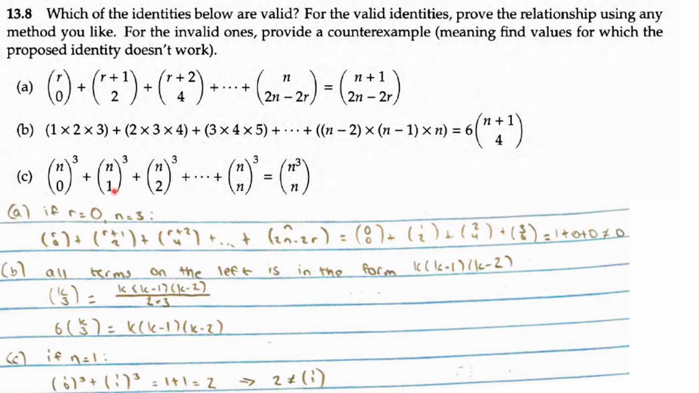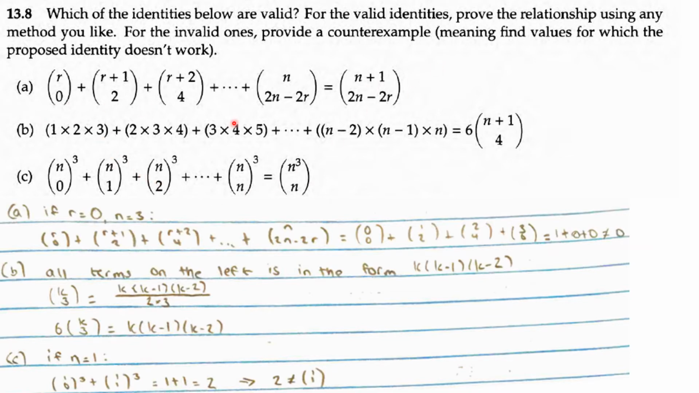This one doesn't work, because if r is equal to 0 and n is equal to 3, then the actual sum on this side is 0 choose 0, plus 1 choose 2, plus 2 choose 4, plus 3 choose 6, which is 1 plus 0 plus 0, which is 1. And over here, n plus 1 choose 2n minus 2r is supposed to be equal to 0, but 1 is not equal to 0, so this is not a valid identity.